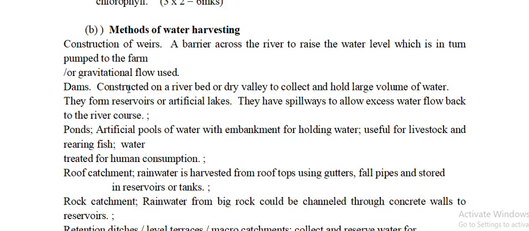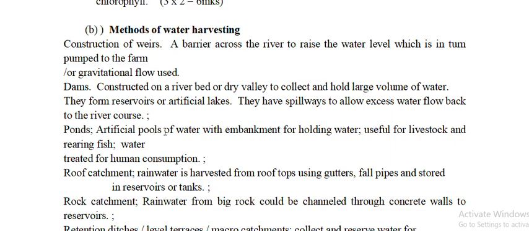Methods of harvesting water can have construction of weirs, and it is a barrier across the river to raise the water level, which is in turn pumped to the farm or gravitational flow used. Then dams, they're constructed on a riverbed or dry valley to collect and hold large volume of water. And these dams form reservoirs or artificial lakes, and they have spillways to allow excess water flow back to the river course.